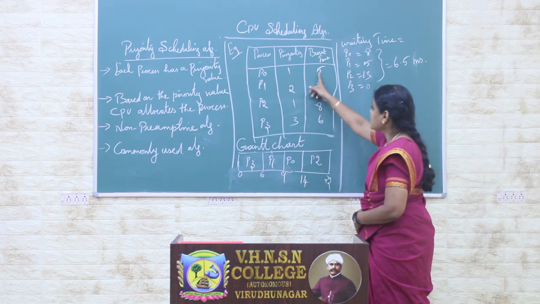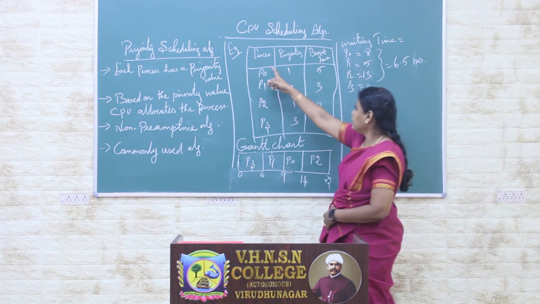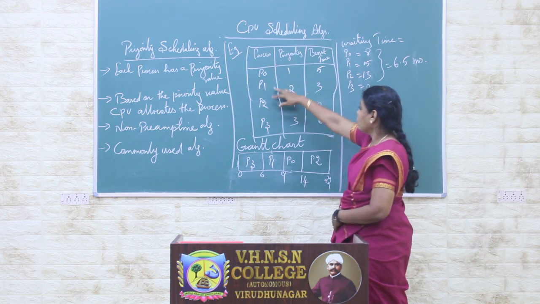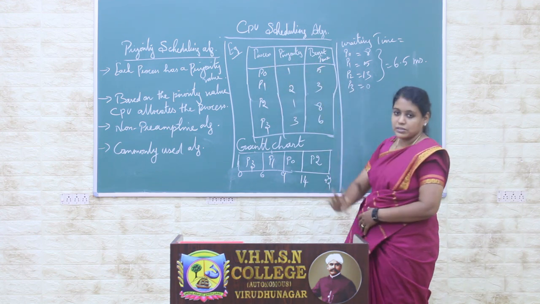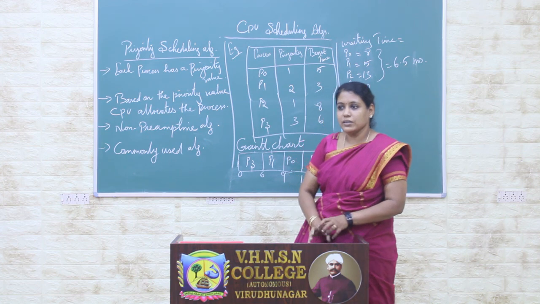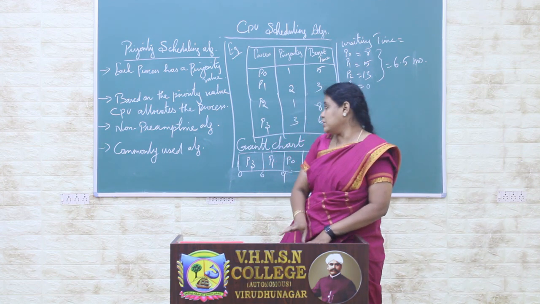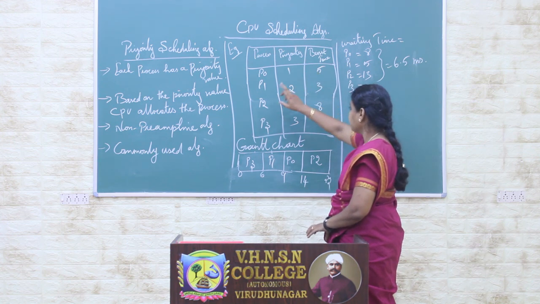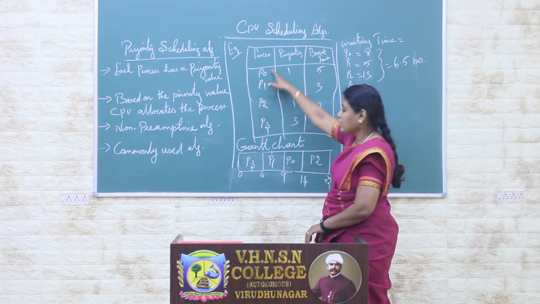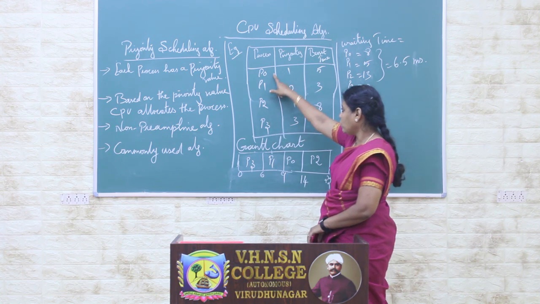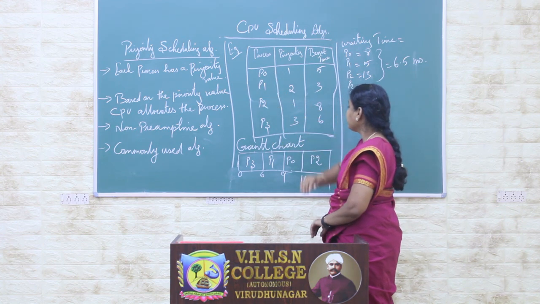So this is the example. In this table we have the processes, the priority value of each process, and then the burst time. The burst time is nothing but how long the process occupies the CPU, in milliseconds. In this table we have four processes, P0, P1, P2, P3.